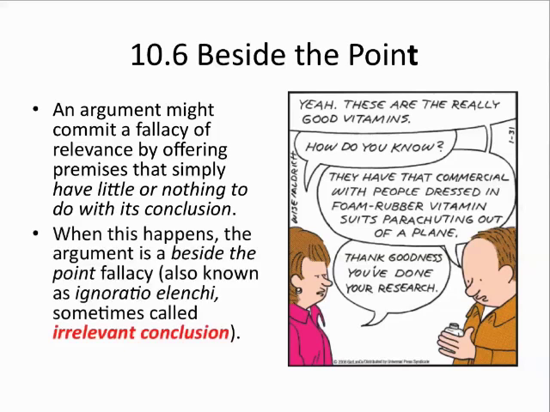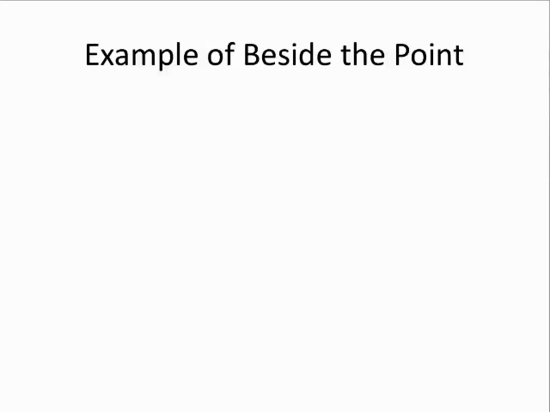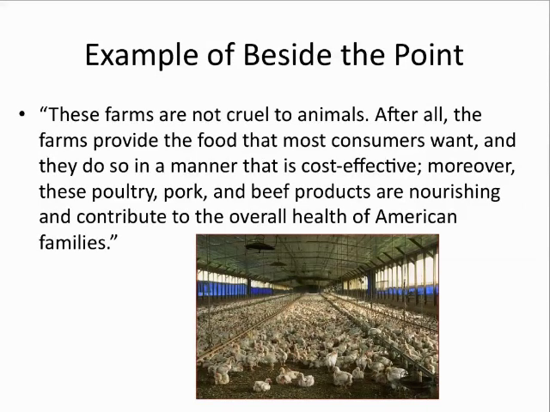This fallacy is also sometimes known as the irrelevant conclusion, since there's virtually no logical relationship between the evidence offered and the conclusion that is adduced. Here's another example of beside the point. These farms are not cruel to animals. After all, the farms provide the food that most consumers want, and they do so in a manner that is cost effective. Moreover, these poultry, pork, and beef products are nourishing and contribute to the overall health of American families.